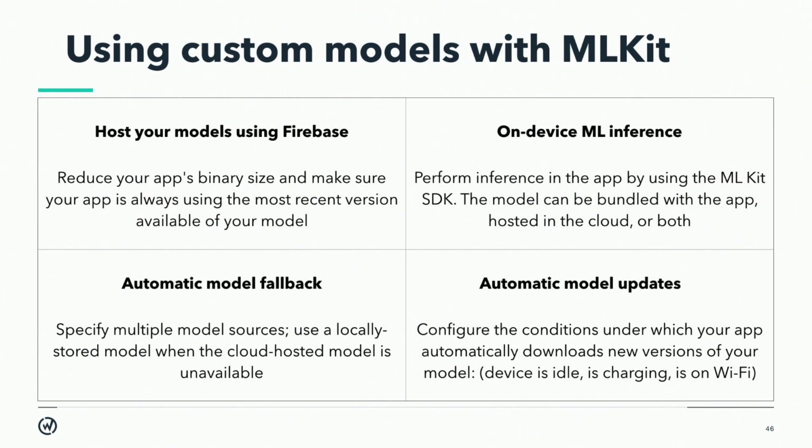Then let's take a look at using custom models with MLKit. So you can host your models using Firebase, and that's a really good idea, because you'll be able to make sure that your app is always using the most recent version available of your model. You can perform on-device machine learning inference. And you can either bundle the model with the app, or you can host it in the cloud, or you can even do both. So I think that's really great that you can specify these multiple model sources, and you can use a locally stored model when the cloud-hosted one isn't available.